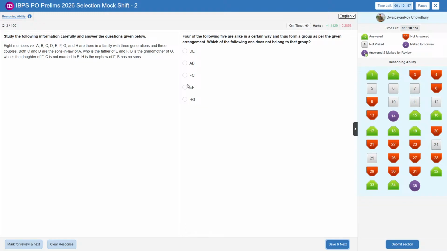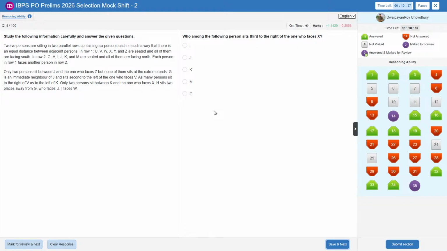Okay, they are same generation, but then again, DE couple, AB couple, FC couple, EF. So there are 1 male, 1 female, but here 2 female. From the following, it's second to the right of the one who faces X. 12th person. Okay, definitely doable.